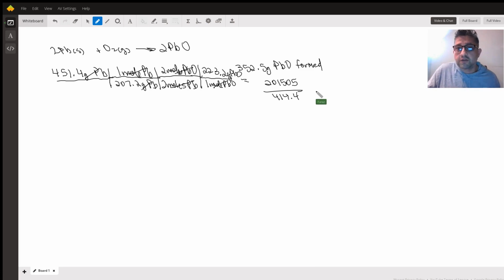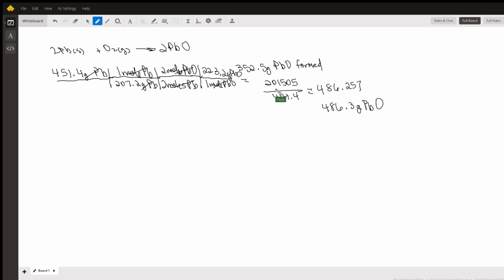And that's 486.257 grams of PbO. But if I look at my sig figs, I've got 4 sig figs. I should probably go with 4 sig figs here, which is going to be 486.3 grams PbO.